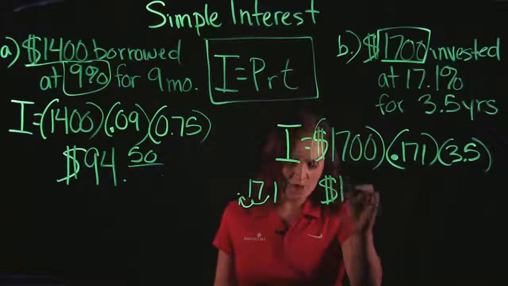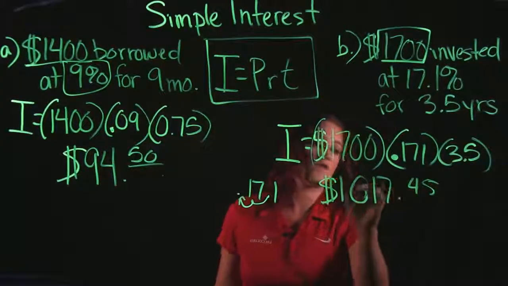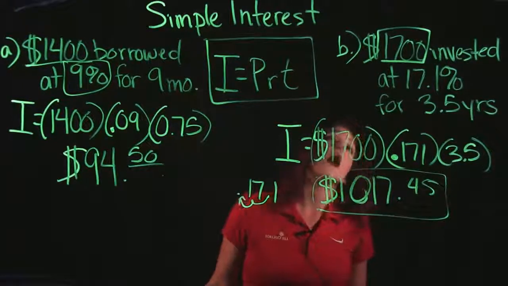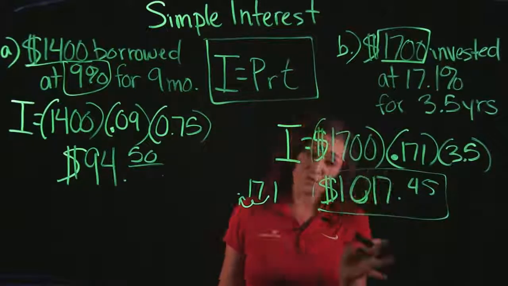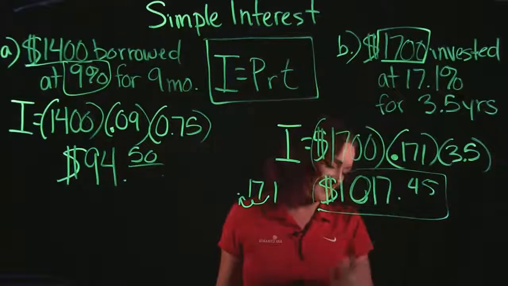And I am getting a total of $1,017.45, which sounds like quite a bit of interest. 17.1% is a pretty good rate. We do got to keep in mind this is over 3.5 years though. So this is how much interest that one earned over that time period.